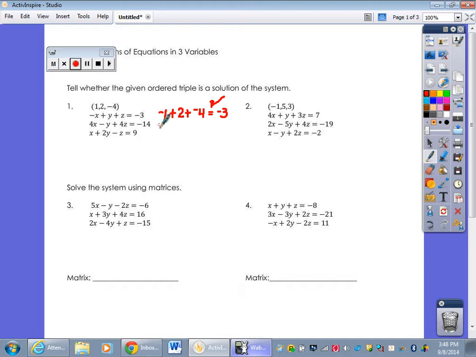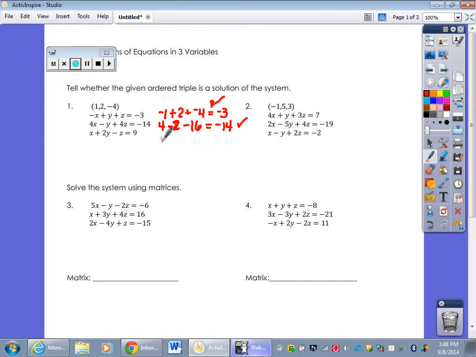For the second one, I'm doing 4 times 1, which is 4, minus 2, which is y, plus 4 times negative 4, which is negative 16. Probably should write that with a plus and a minus. So that would be minus 16. And we're trying to see if that equals negative 14. Well, 4 minus 2 is 2. Minus 16 is negative 14, which means that it does work.